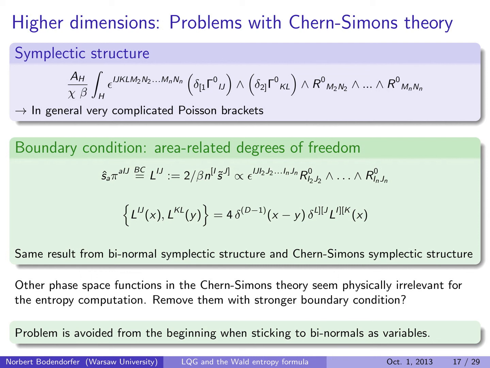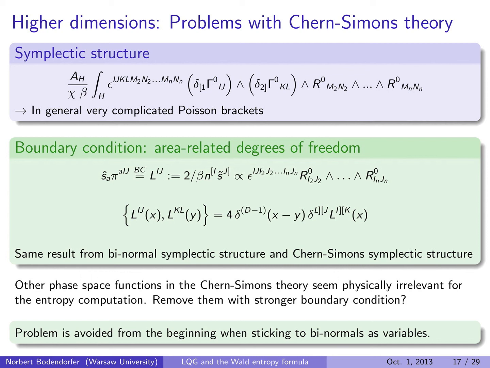However, if you fiddle around a bit, you find that there's actually an easy subset of phase-space functions in the higher dimensional Chern-Simons theory which have an easy algebra. So, in order to find out what they are, recall the boundary condition. Pi, by the boundary condition, this is this n times s twiddle. This we will call Lij in the following. This was the Lij from one of the previous slides. And this, again, by the boundary condition, was proportional to this wedge product of the R's.